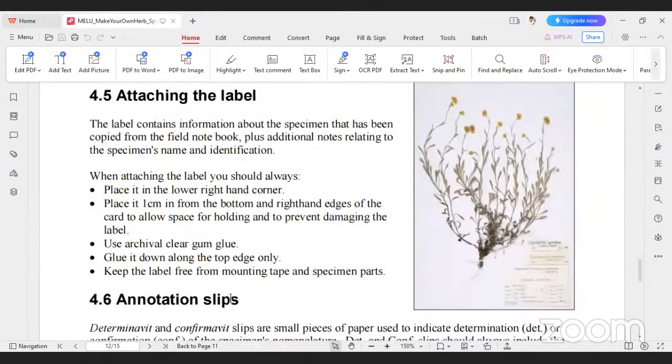The attached label goes in the lower right corner. Place it 1 centimeter from the bottom and right hand edges of the card. Use archival clear gum to glue it down, then paste it. Keep the label free from mounting tape and the specimen.